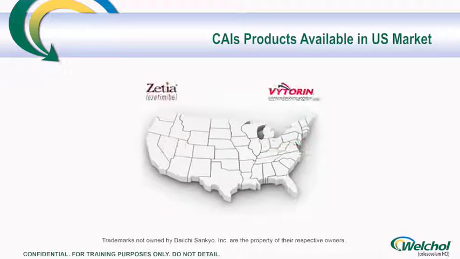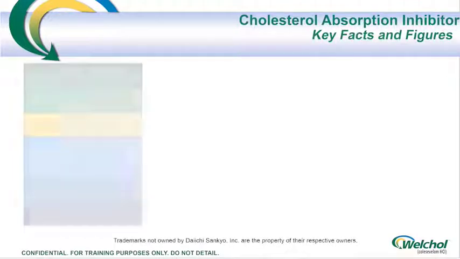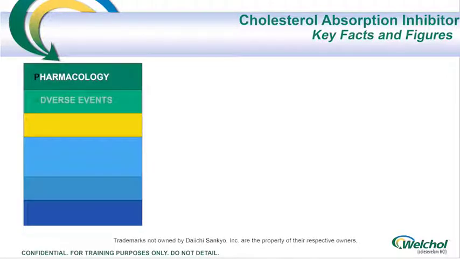Zetia is the only single active ingredient CAI available in the U.S. market. It was approved by the FDA in 2002 and is marketed by Merck. Vytorin is a combination of ezetimibe, which is Zetia, with simvastatin, which is Zocor. For individual product features of Zetia and Vytorin, I refer you to the individual package inserts.